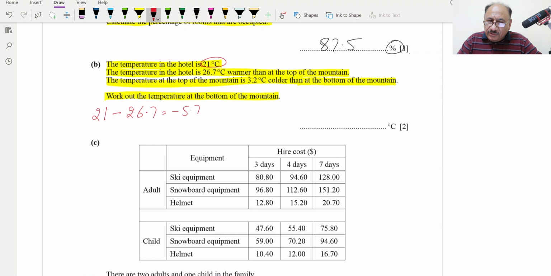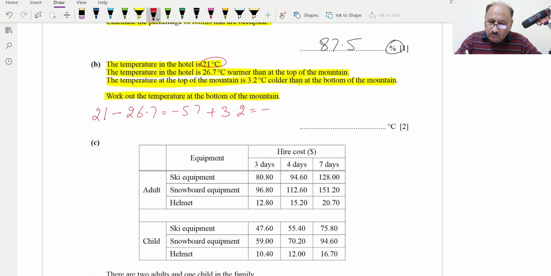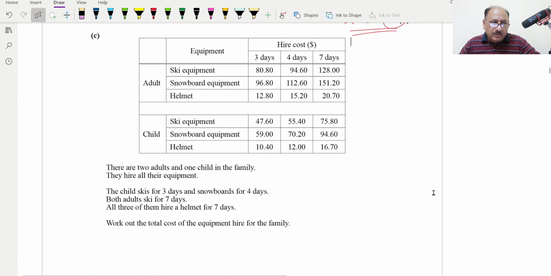Now we have reached the temperature at the top of the mountain, and the top of the mountain is 3.2 cooler, so we have to increase this temperature by 3.2. So minus 5.7 plus 3.2 results in minus 2.5. Minus 2.5 will be the temperature in degrees Celsius which is required. So this is done. Now C part we can go through.